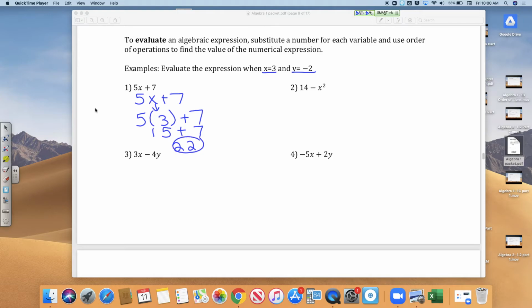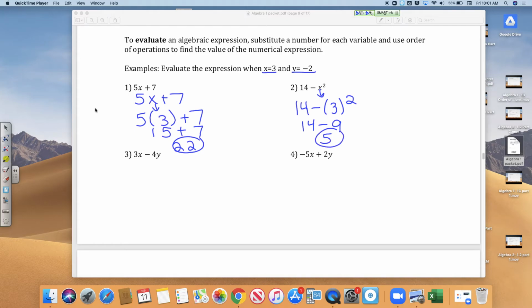All right, moving down the line, number 2, 14 minus x squared. So I'm going to be replacing in a 3 for x. This is going to be 14 minus, I always like to use parentheses when I do the substitution step, and then I follow the order of operations. 3 squared is 9, and 14 minus 9 is 5. That would be our final answer.